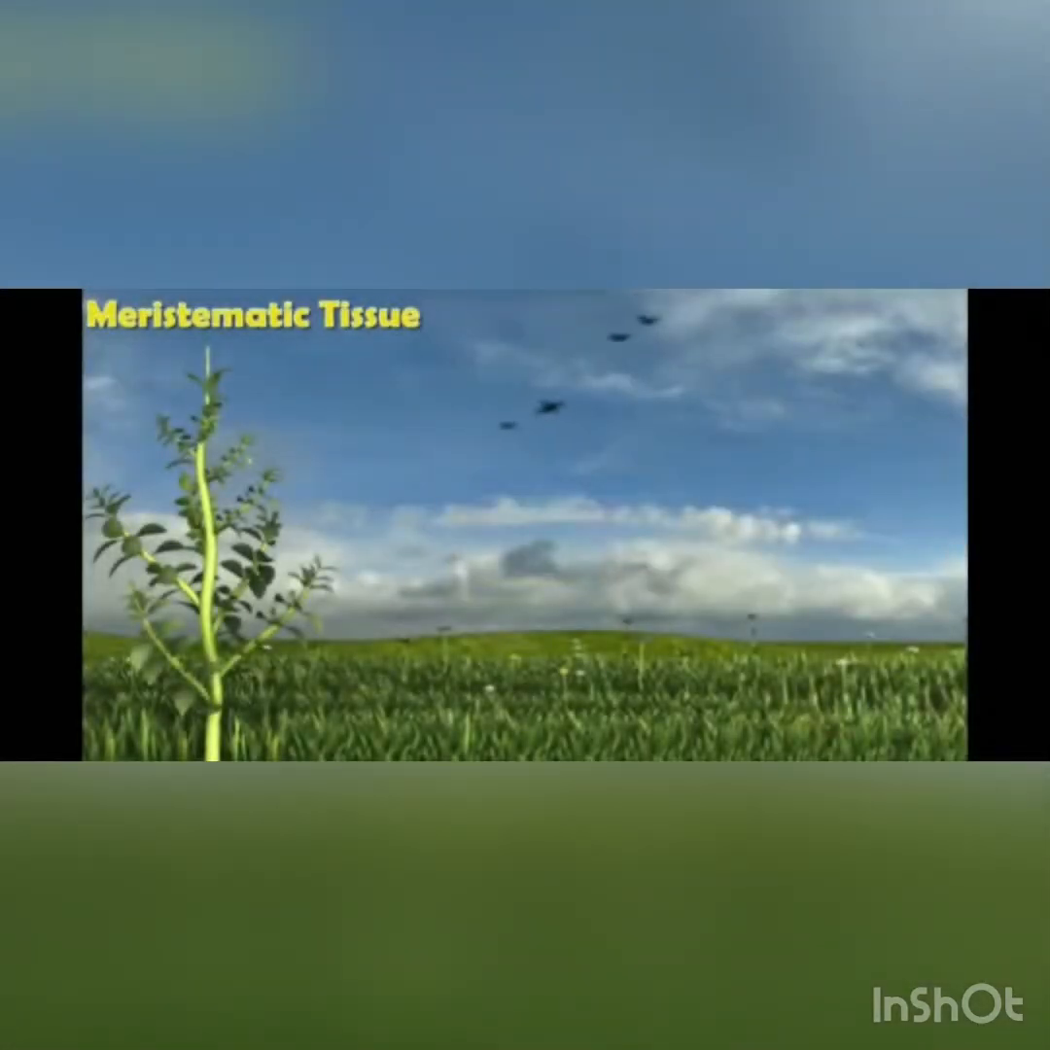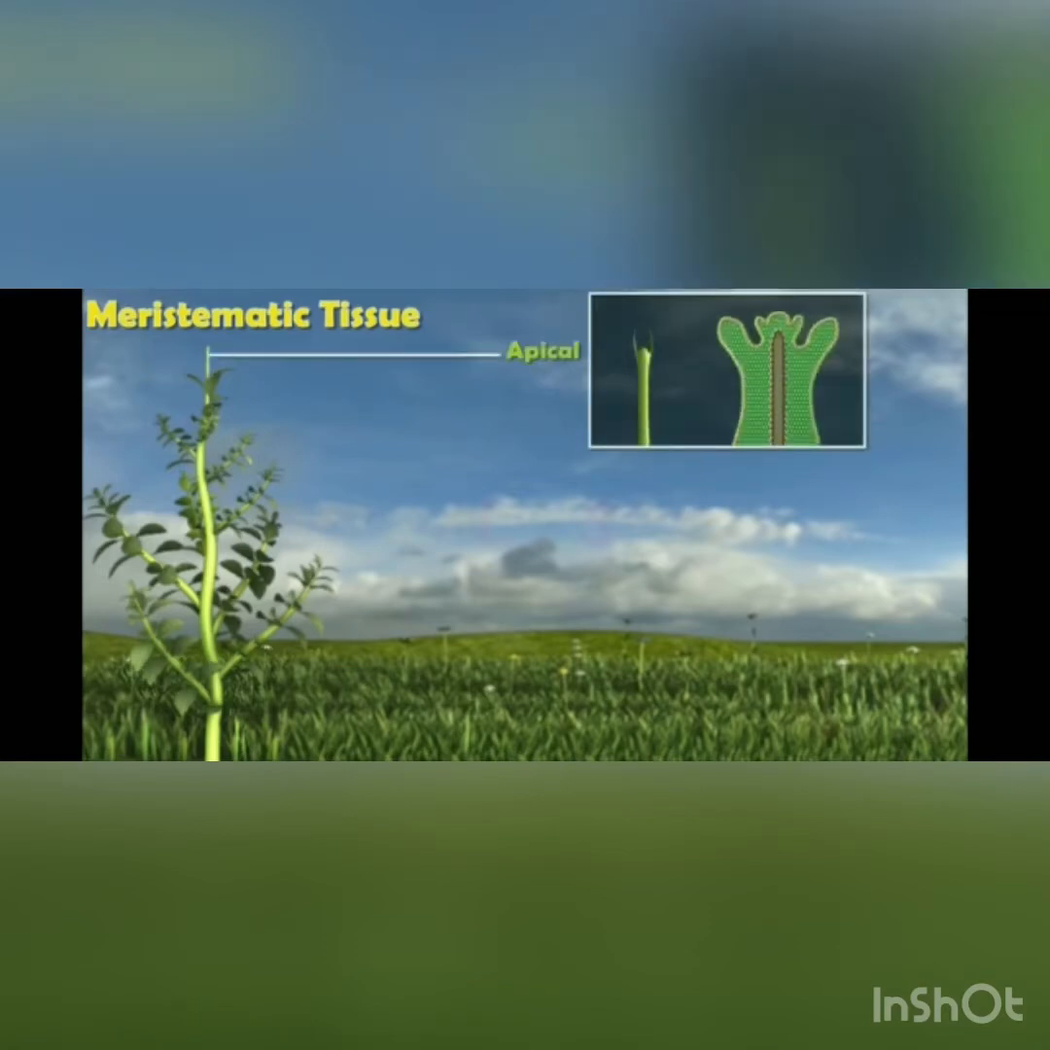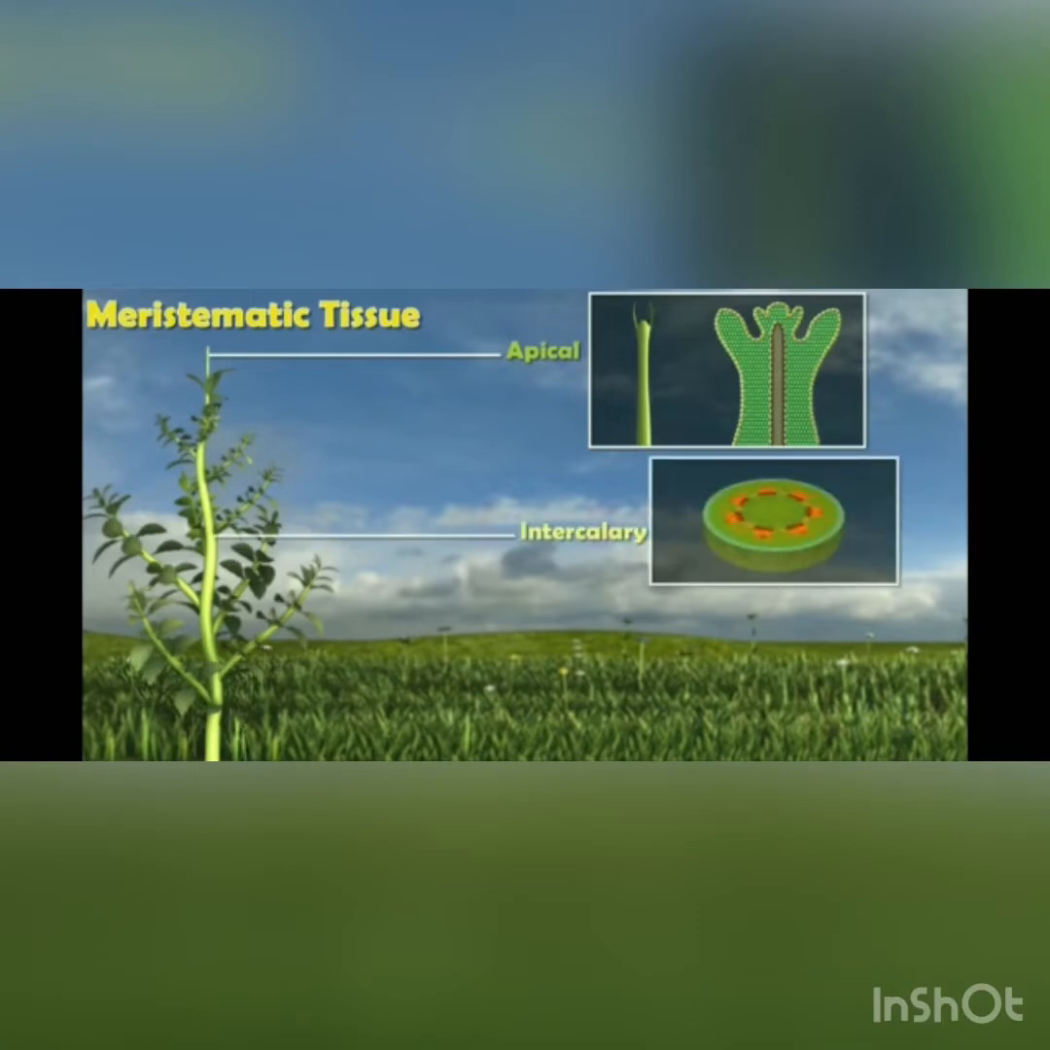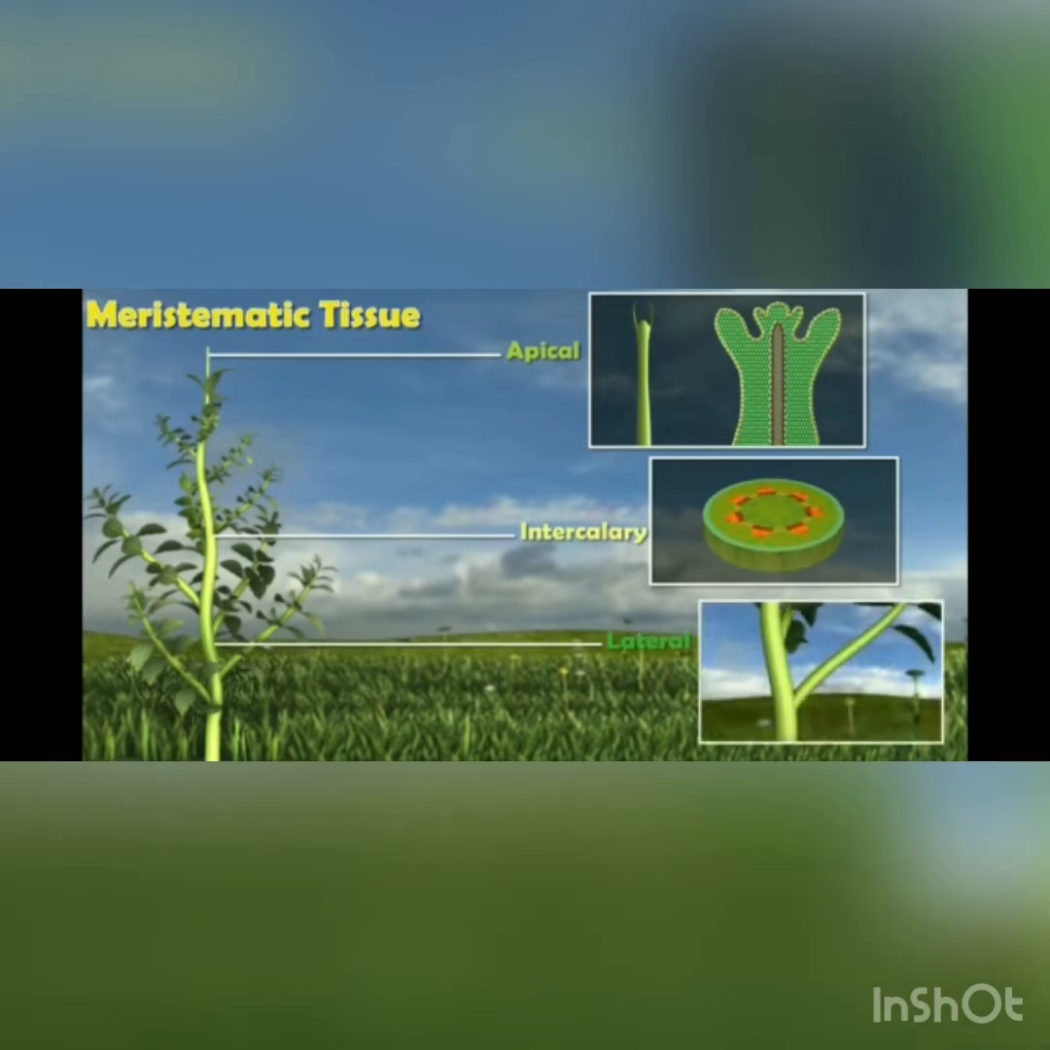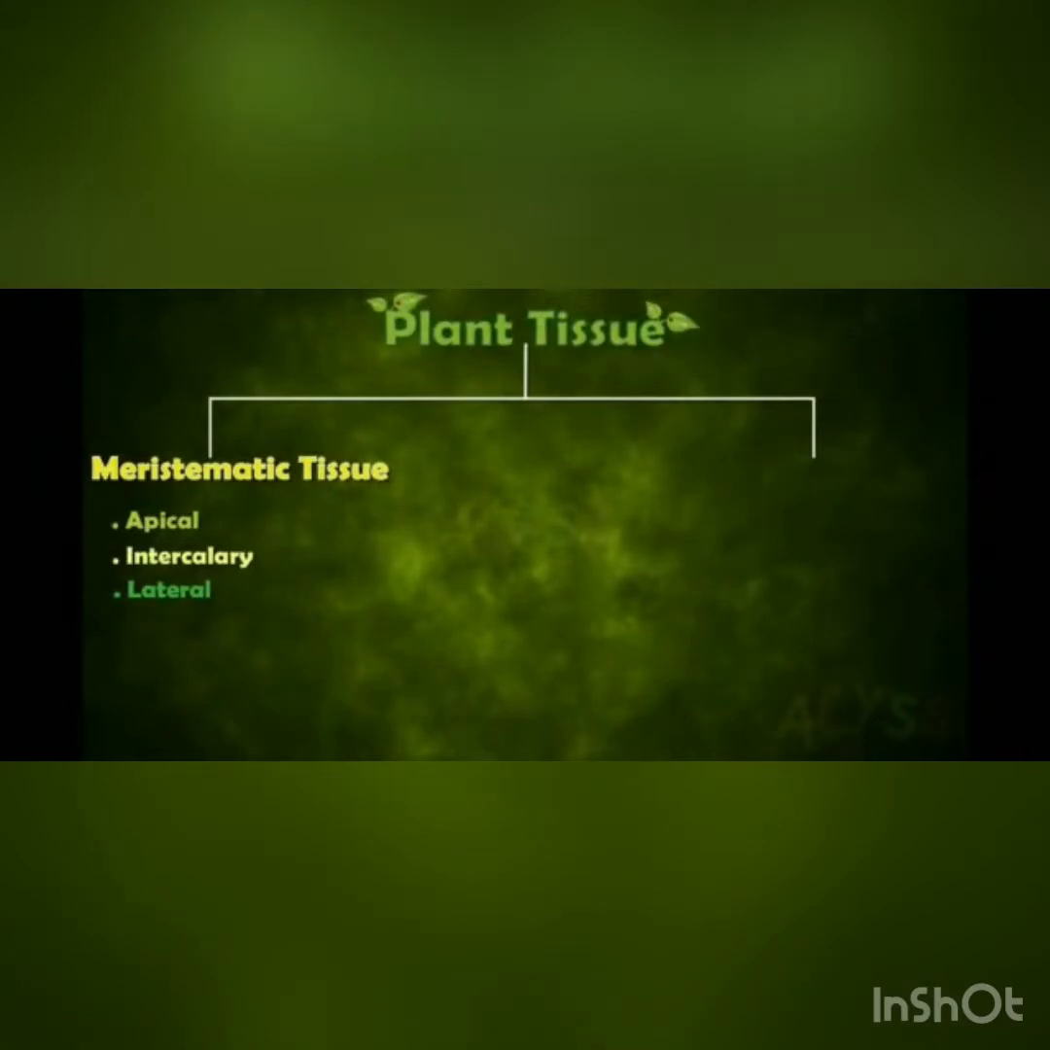According to the location, meristematic tissue are of three types. On the tip of root and shoot, they are called apical meristem. At the base of leaf and internode, they are called intercalary, and in the stem they are lateral meristem, which increase the girth of the stem.